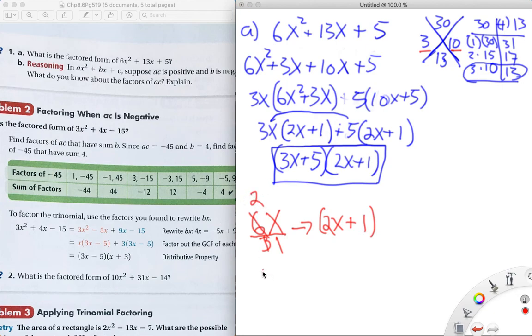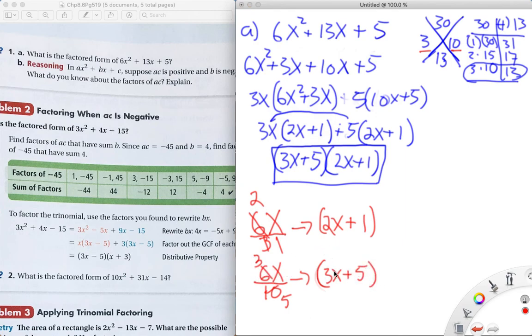Then, for the second one, I'm going to write my 6x again. And I'm going to divide it by my second factor that I found using the diamond method. And I'm going to simplify this fraction again. I can divide top and bottom by 2. 10 divided by 2 is 5. 6 divided by 2 is 3. So when I rename it, whatever is in the numerator is going to be first, 3x. And whatever is in the denominator is going to go last, 3x plus 5.